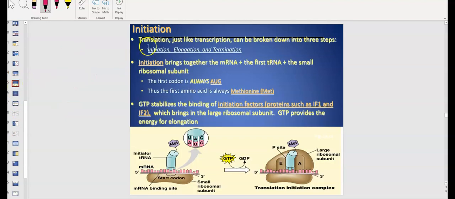All right, so initiation. We just talked about that. Initiation brings the mRNAs and the first tRNA and the small subunit together. So this is a little different. Initiation is different in prokaryotes versus eukaryotes.